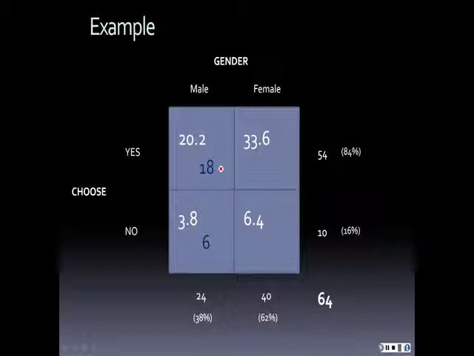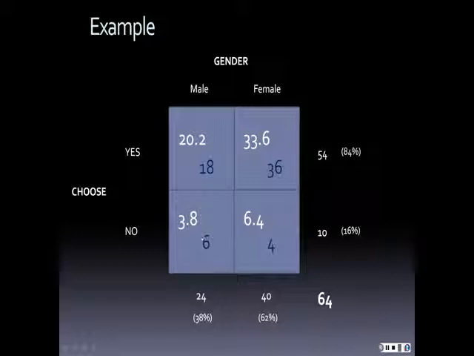Well, for men, 18 said yes they would, and 6 said no. For women, 36 said yes, and 4 said no. So do these blue numbers, the actual observed, look materially different than the expected values? Well, just eyeballing it, it's kind of hard to tell. But there is a little bit of a clue here.